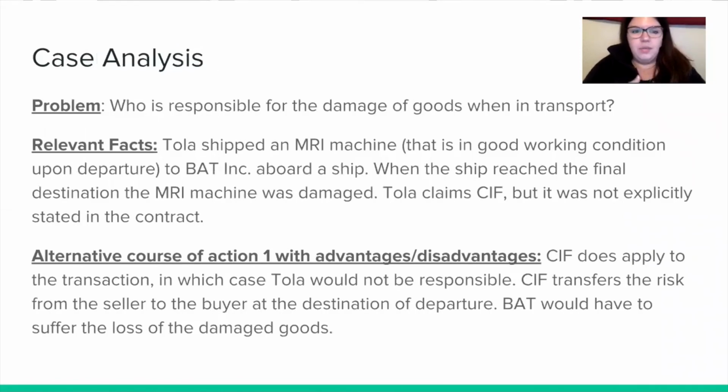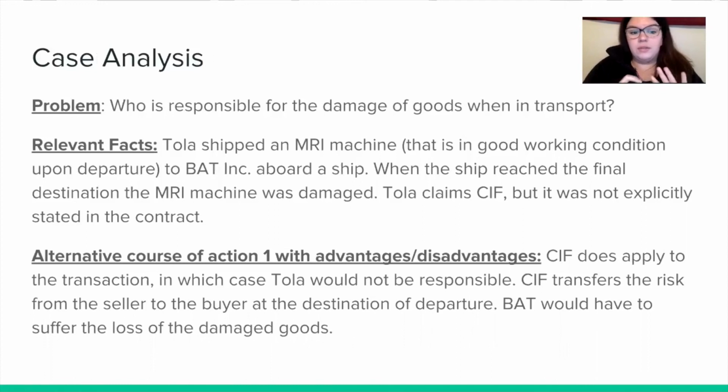With the case, the main problem is who is responsible for the damage of the goods when in transport. Some relevant facts are that Tola shipped an MRI machine to America for BAT Inc. aboard a ship. When the ship reached the destination, the MRI machine was damaged, and Tola tried to claim CIF, but it was not explicitly stated in the contract. So one alternative course of action would be that CIF does apply to the transaction, and then in this case, Tola would not be responsible.